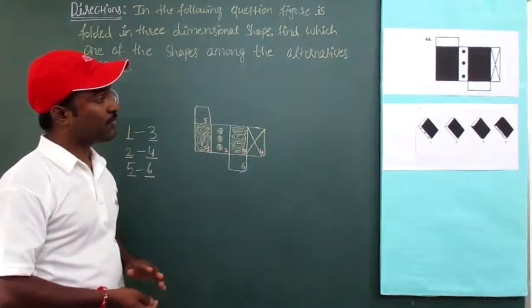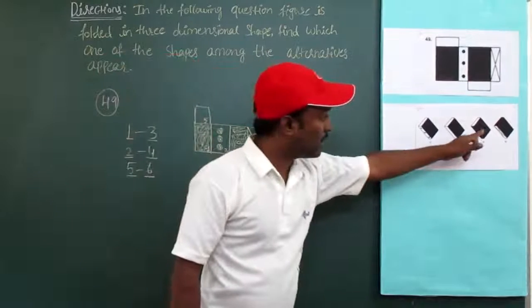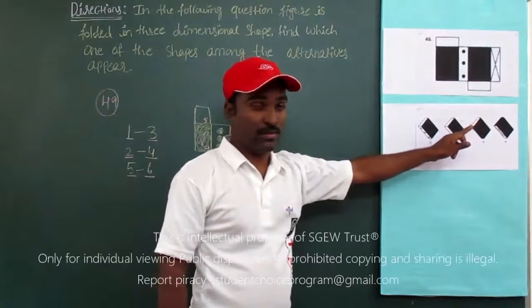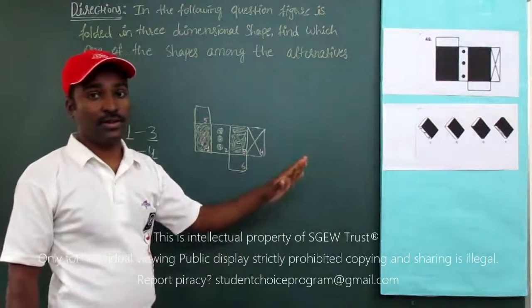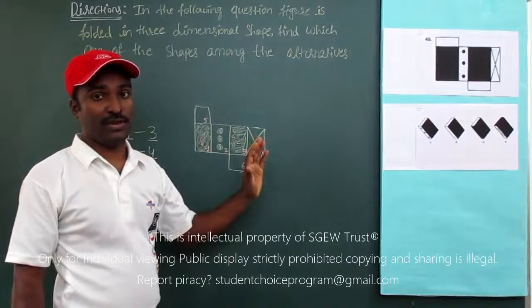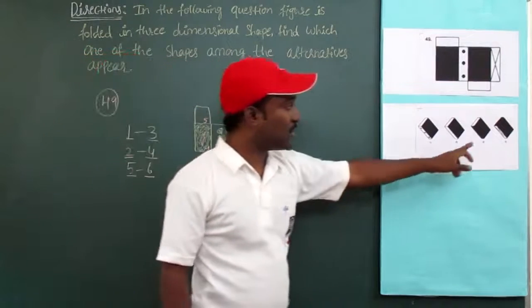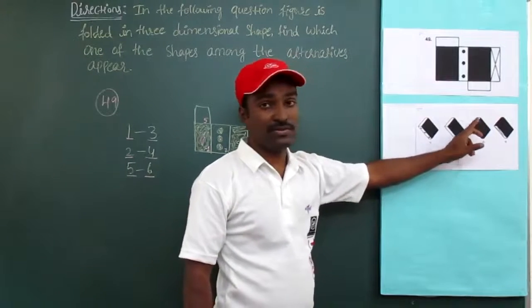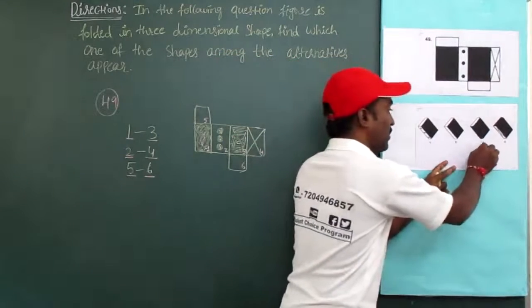Now if you see option 3 here, the dark faces are not opposite to each other. Why? Because opposite faces never appear as neighboring faces. In the third option, you can see easily that the two dark faces are neighboring faces. So this option is the wrong option. Third option is the wrong option.